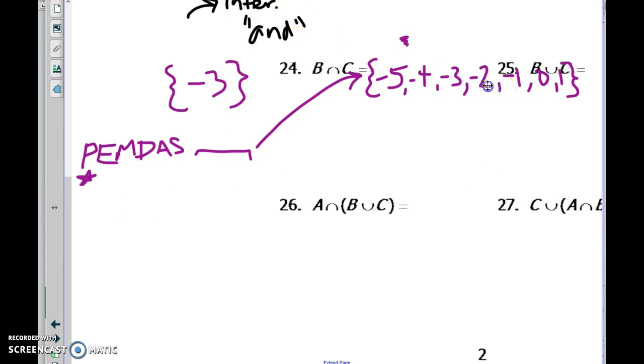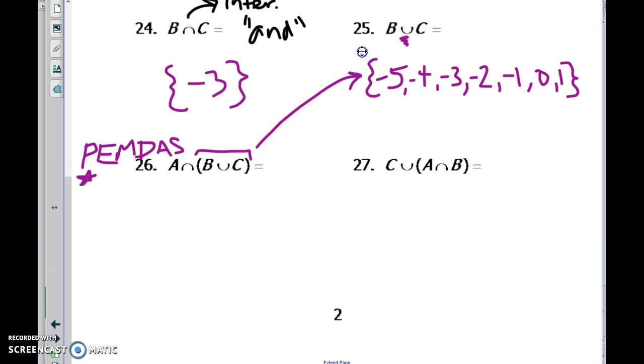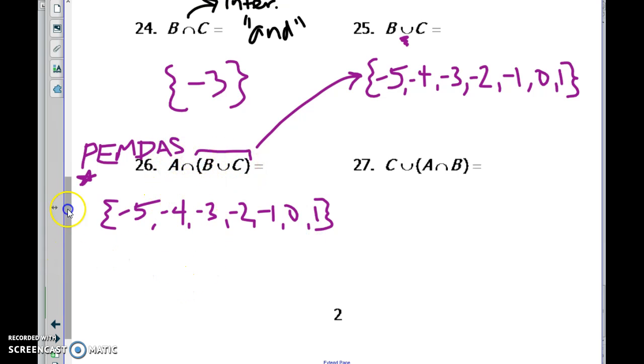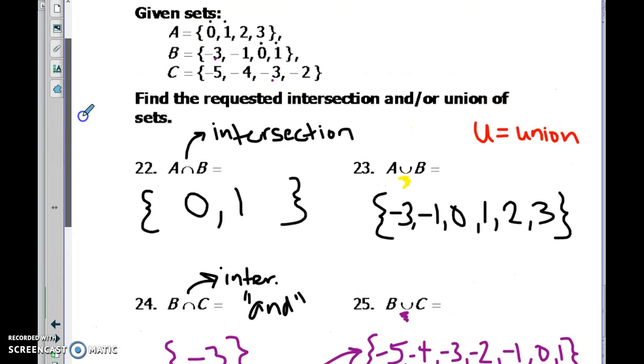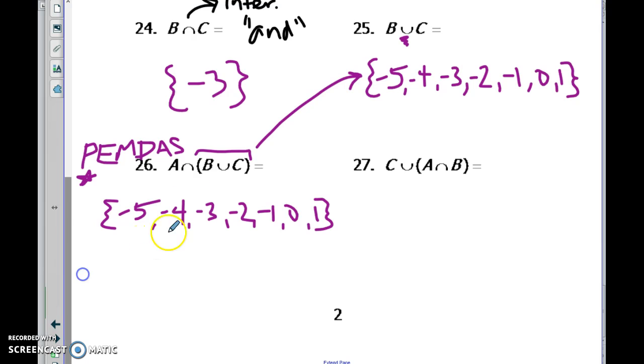We're going to write this set down here, so -5, -4, -3, -2, -1, 0, and 1. That's the union of B and C, and now we want to do the intersection with A. So I need to scroll up and figure out what's in A. It's 0, 1, 2, 3. So we have in A, we have 0, 1, 2, and 3.